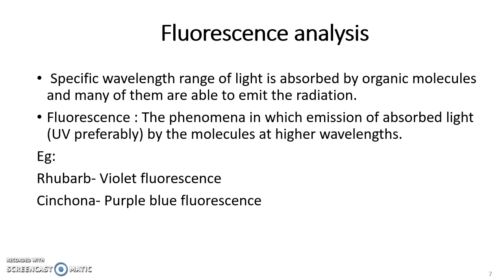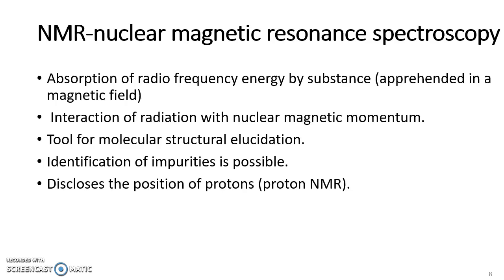Fluorescence analysis. The organic molecule absorbs specific wavelength of light and re-emits the absorbed light. This phenomenon is known as luminescence. Fluorescence is a kind of luminescence where emission of radiant energy by the molecules occurs immediately after absorption of the light. This emitted light usually has a higher wavelength than that of the absorbed light. This phenomenon of fluorescence can be utilized for crude drug evaluation. For example, violet color fluorescence of rhubarb and purple color fluorescence of cinchona are used for their estimation.